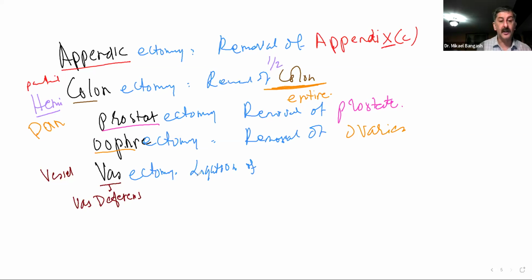And actually, you don't remove that. You just take the vas deferens, and what they do is apply two staples, and in between, burn it. That pretty much blocks the vas deferens, and any sperm coming from here can't move ahead because the road is blocked.